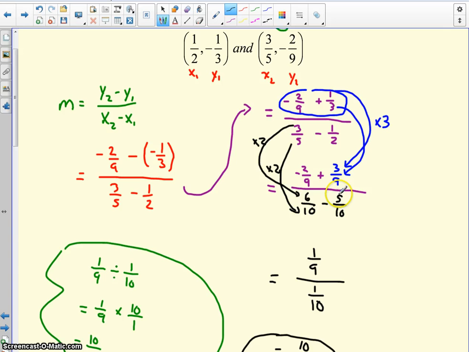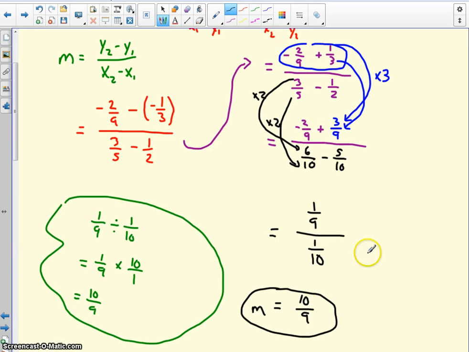Once I have that, I can simplify the numerator and denominator separately. Negative 2 over 9 plus 3 over 9 gives me 1 over 9, and 6 over 10 minus 5 over 10 gives me 1 over 10. This can look a little bit daunting because you've got a fraction within a fraction, but remember that fractions just mean division. So that's what this big fraction is, just dividing. If you find it easier, look at what I did on the side here. I wrote the division out horizontally: 1 over 9 divided by 1 over 10.